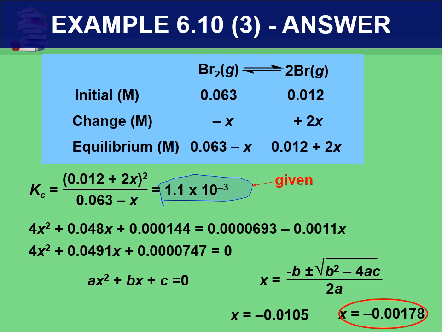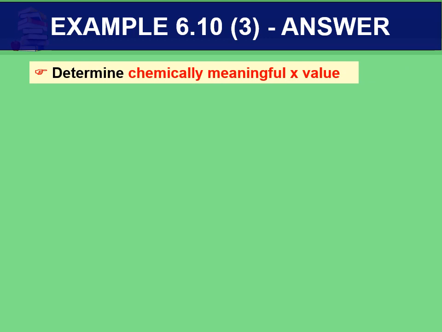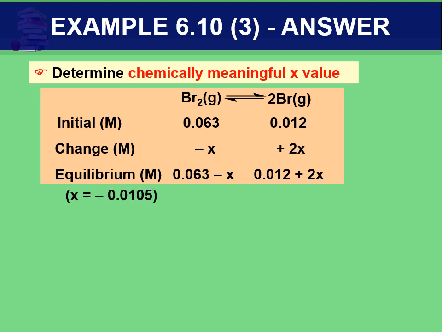Which one is going to be used? Now, how are we going to determine the chemically meaningful x value? So here is again our ICE table. We're going to use the formula for equilibrium concentration of each species. The first x is negative 0.0105. Substitute into the equilibrium concentration, we got 0.0705 and negative 0.009. We can't have a negative concentration. So this is not right. Therefore, we cannot use this x.